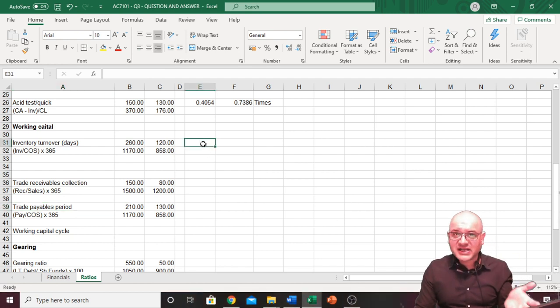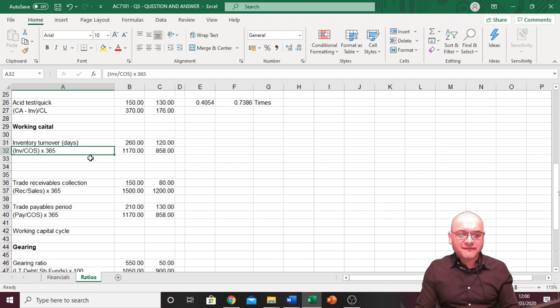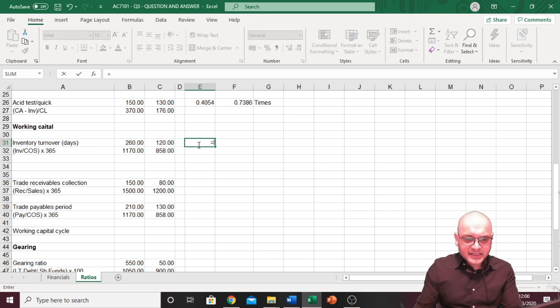Because those are days, what we do is we multiply the equation, which is for example for inventories, inventory divided by cost of sales, by 365. Because there are 365 days in a year, by multiplying the equation by 365 we get the answer in days. So let's do that. That divided by that, times 365.